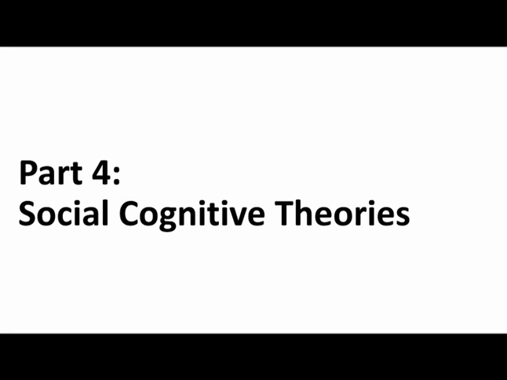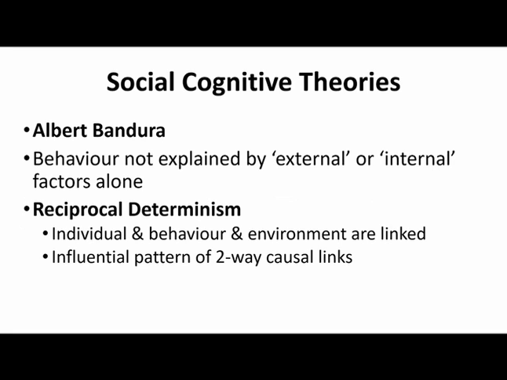Now, for this next section, we're going to start talking about some social cognitive theories of personality. So far in the chapter, we've focused on internal factors that are driving our personality, whether that be our conscious mind or our unconscious, or even just our biology. But these social cognitive theories are going to argue for the idea that behavior is not explained by just external or just internal factors alone. There's going to be more to it.